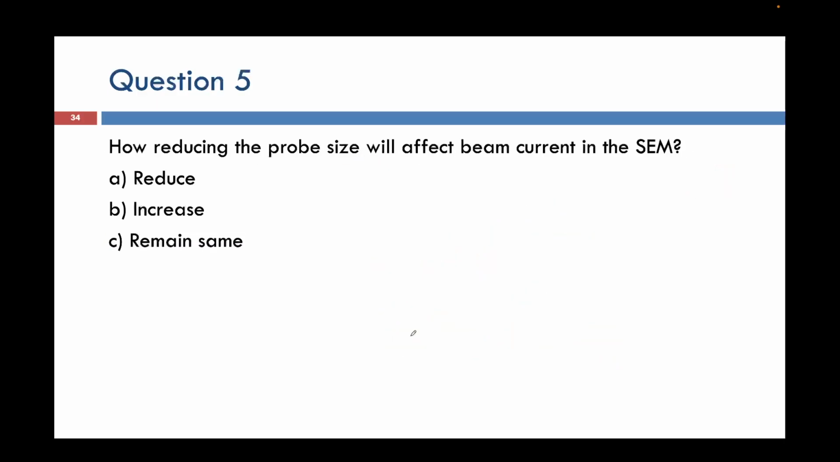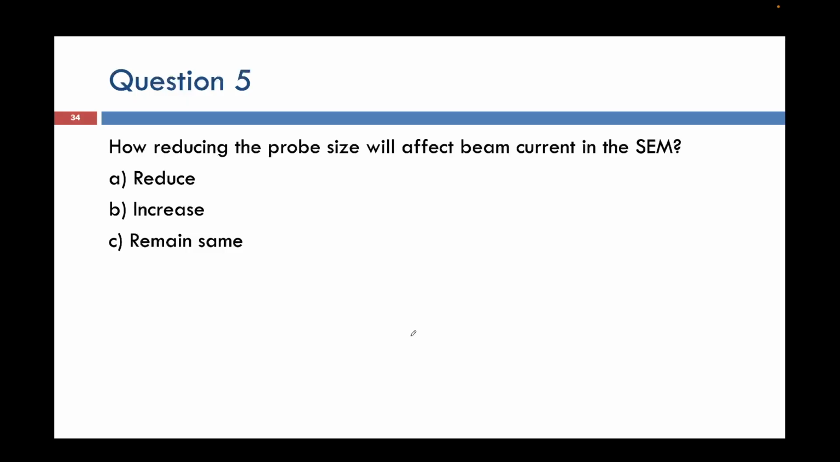So how does reducing the probe size affect beam current in SEM? Can anyone answer? It is a simple question. I think in this lecture we have discussed it many times. It is related to the aperture. I'll give you a hint. This is related to the aperture which is used in the SEM, like increasing and decreasing the aperture.